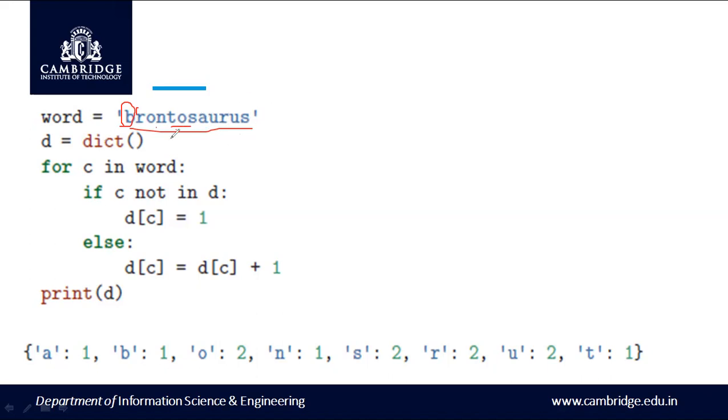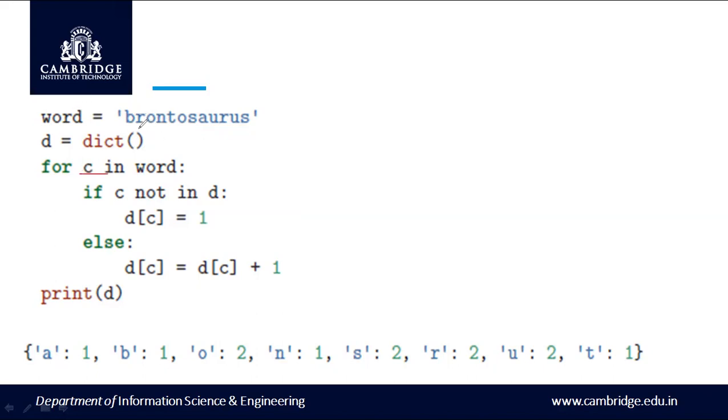For that I'm going to use the dict function. What this dict function does is create an empty dictionary. Here we have named the empty dictionary D. You can see this is my empty dictionary, so initially I have nothing in this dictionary. I'm using the for loop to traverse each and every character in this string. So here, for c in word.